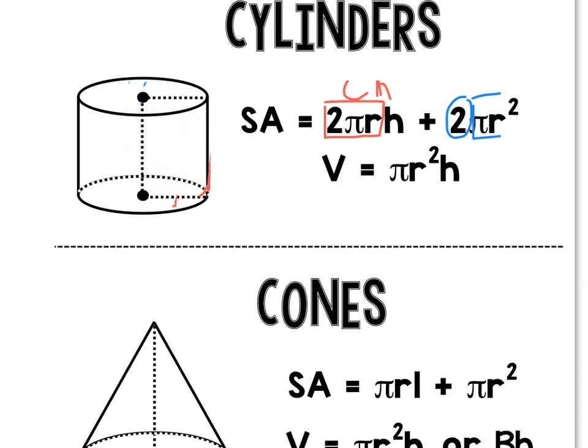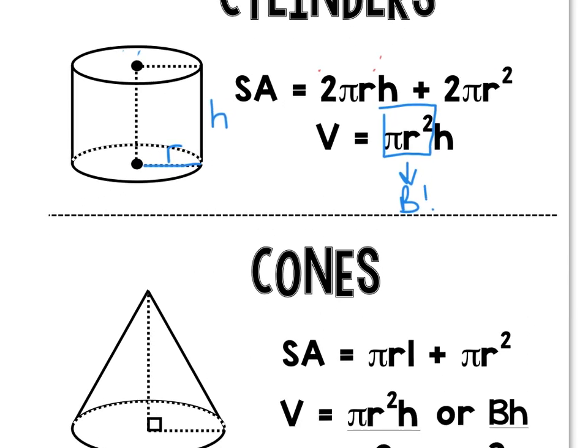And then our volume is pi r squared h, which is really just a fancy form of what we've been using, which was area of the base times height. Because if my base is a circle, the area of the base is pi r squared. So I'm just going to label on my cylinder, we have r, my radius, and my height.